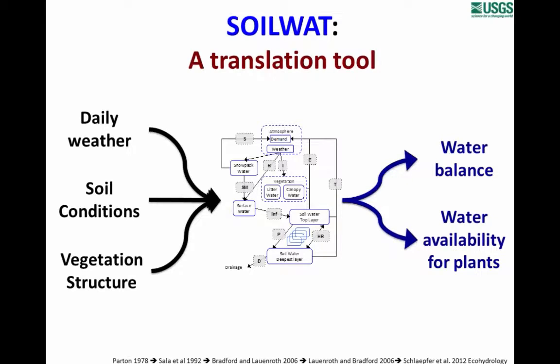So you can sort of ignore all the boxes and arrows and think about SOILWAT as a translation tool that helps us translate from daily information about weather and soil conditions and vegetation structure into daily metrics of water balance and water availability for plants. And it's really that water availability for plants that's most important. It's one step closer to understanding what the plants are directly responding to.